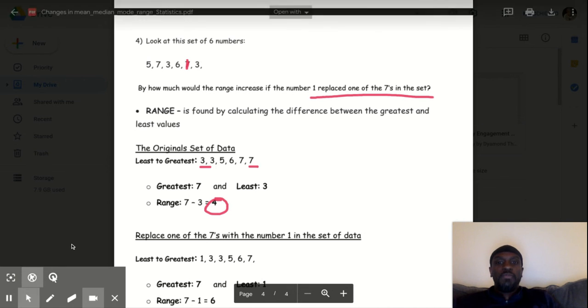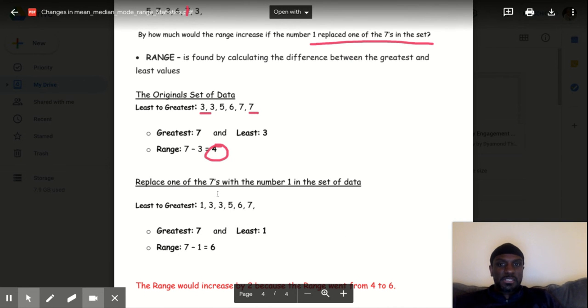Here we go. Now, replace one of the sevens with a 1. I got rid of one of my sevens. I erased it. Now I have a 1 here. The greatest number is still 7, but the least number is not 3 anymore, it's 1. The range is the greatest minus the least. 7 minus 1 is 6.